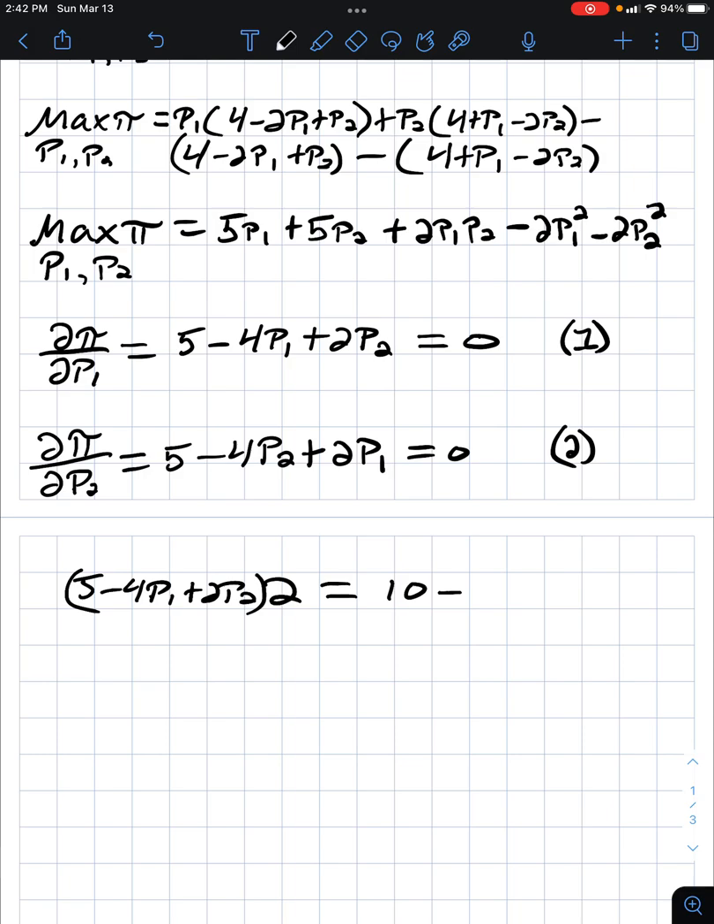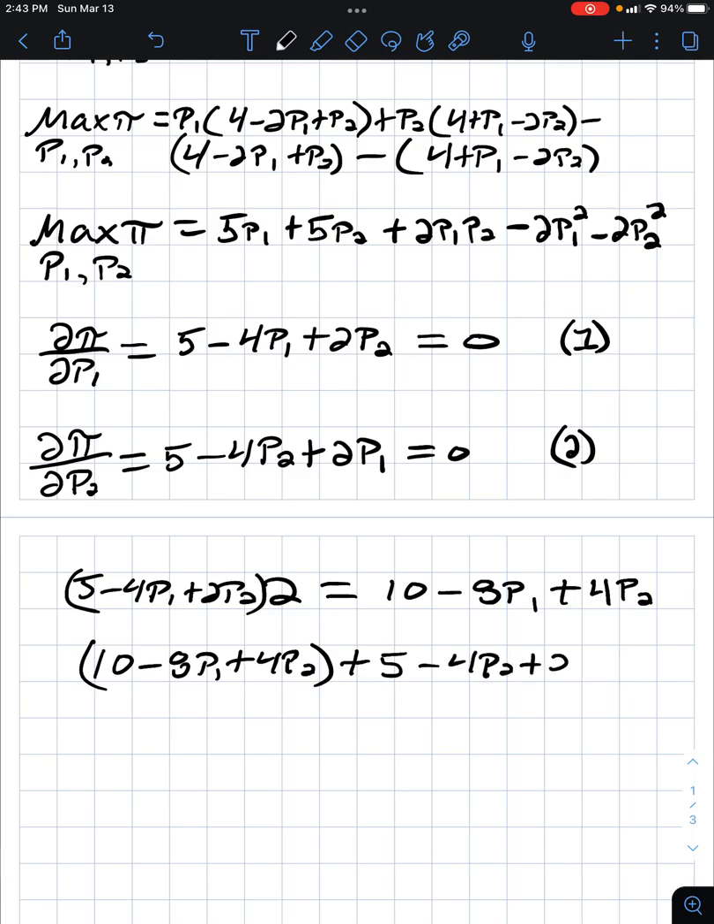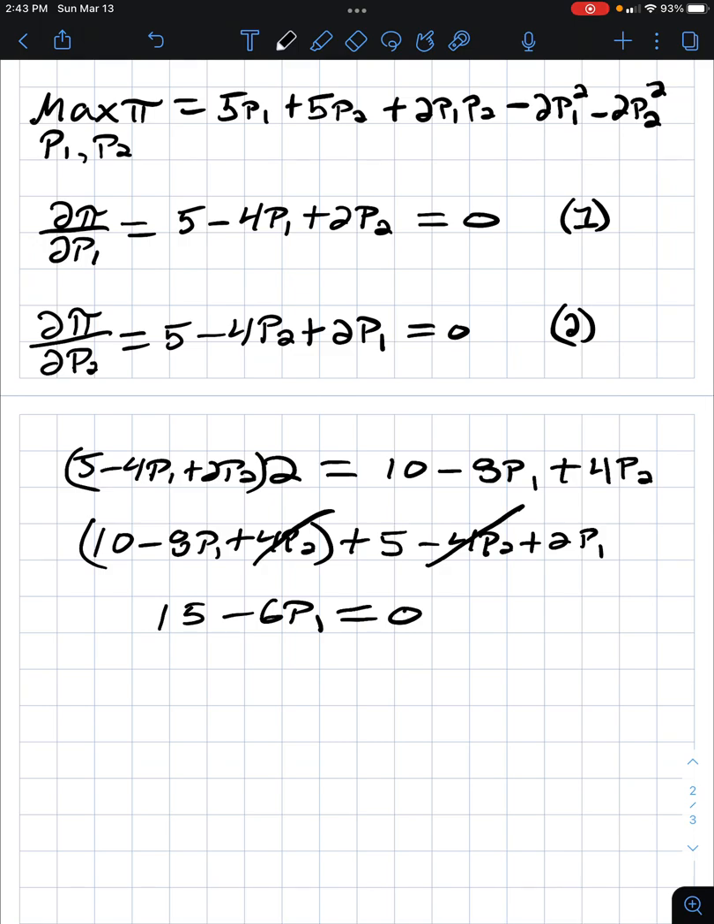I get 10 minus 8P1 plus 4P2. Now I'm going to add this equation to equation 2. So we get 10 minus 8P1 plus 4P2 plus 5 minus 4P2 plus 2P1. As you see, our P2s cancel out. And then we're left with 15 minus 6P1 equal to 0. So now we can solve for P1.